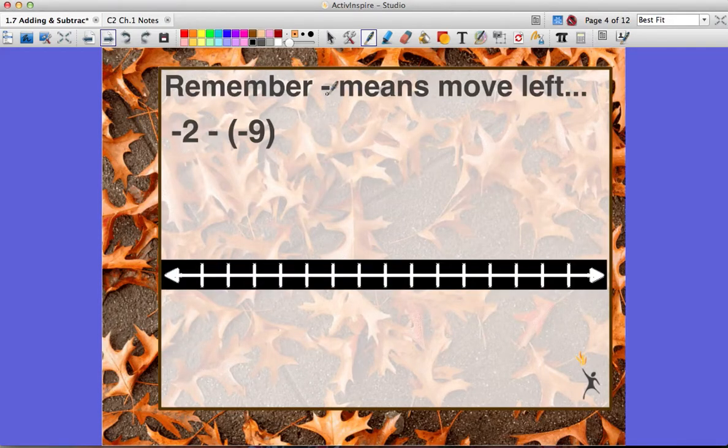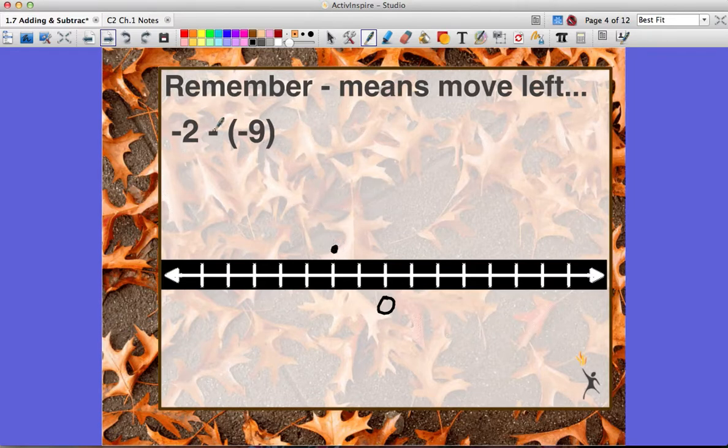Alright, so remember that the minus sign means to move left. So in this case, when I have a negative 2, so if this is 0, and I start at negative 2, the minus sign means to move left. Okay, but now here I have minus a negative 9. So they change each other. So this says move left, and then this says, nope, do the opposite of that. So you're actually going to move right.